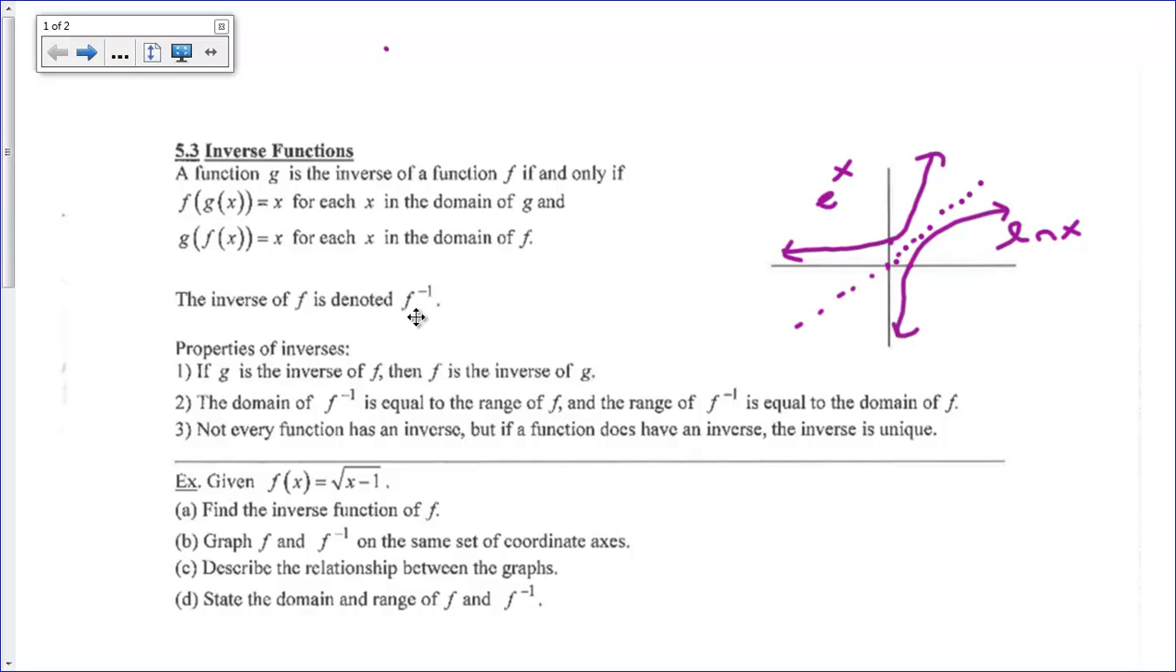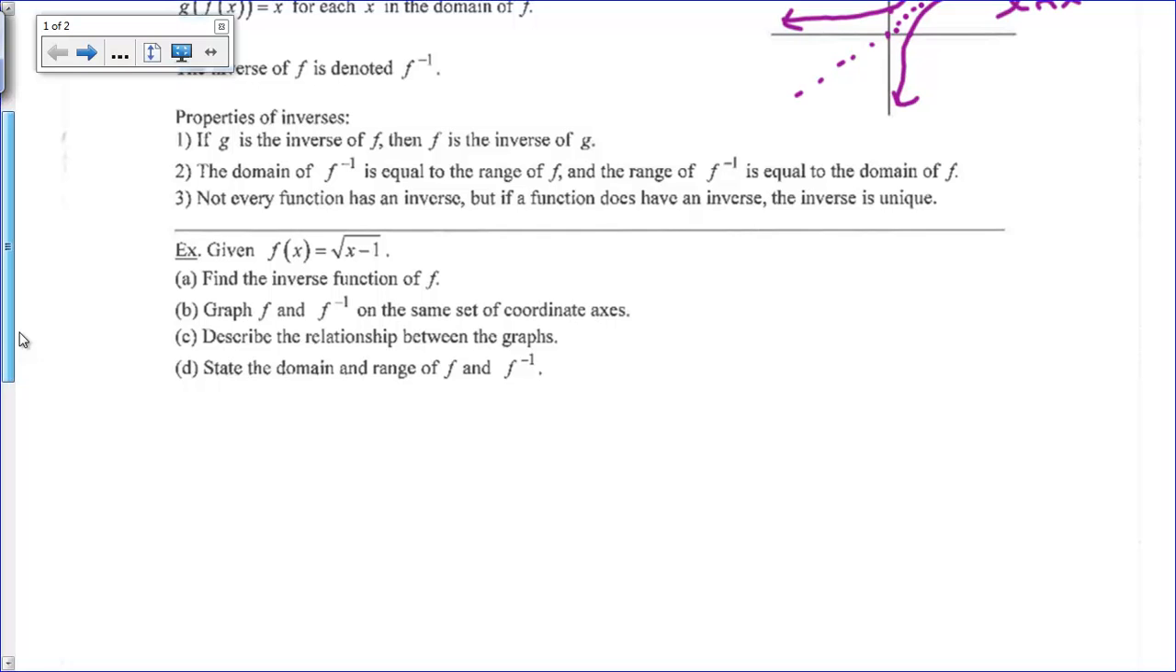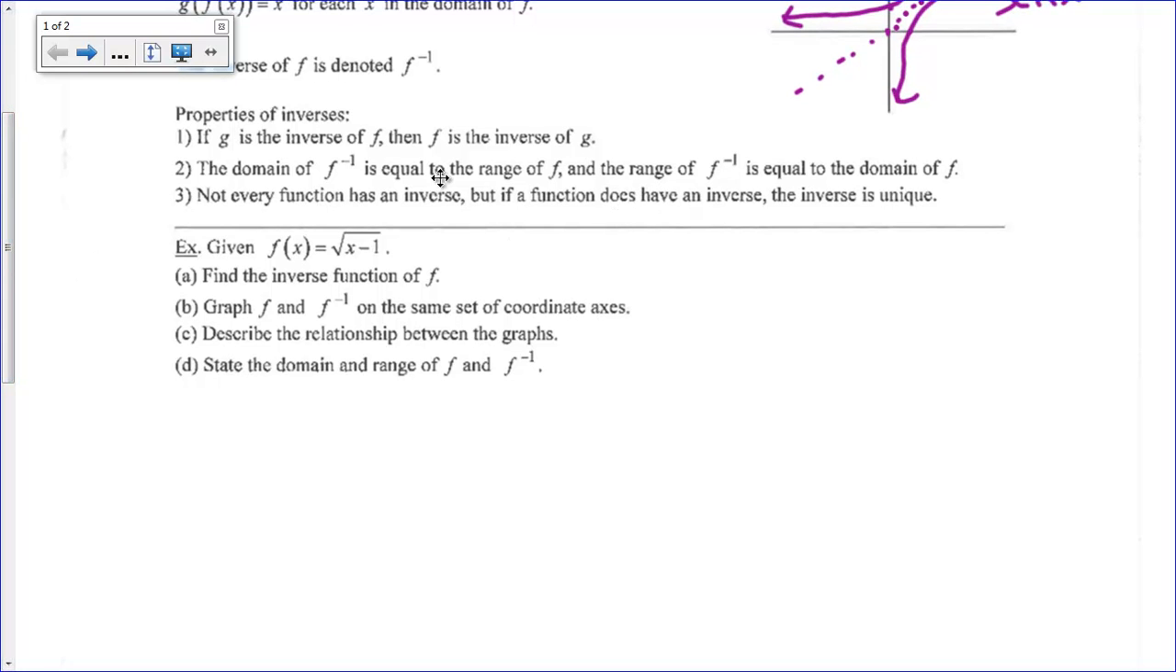And the inverse is denoted f inverse, f to the negative 1. This does not mean 1 over f. It's the inverse function. We've got some properties here. Let's go through a couple of things that we need to know. Not every function has an inverse. It has to pass the horizontal line test, or has to be 1-to-1 in order to possess an inverse. If it does have an inverse, there's only one, though. That inverse is unique.